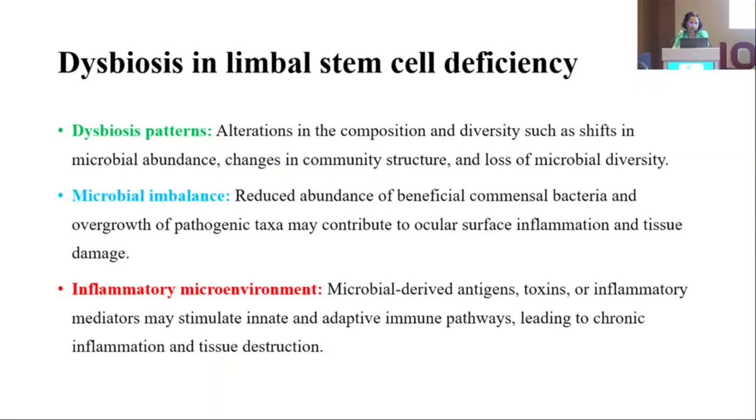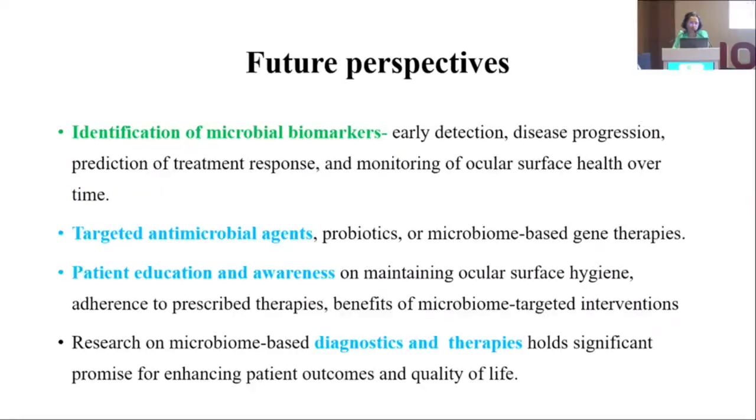Because of the microbial imbalance thus created, there is a reduced abundance of beneficial commensal bacteria and an increase in the pathogenic taxa, which may contribute to the ocular surface inflammation seen in limbal stem cell deficiency. So the future holds promise for this, because you may have some microbial biomarkers to detect and to treat, with microbiome-targeted therapies for limbal stem cell deficiency. It may help in patient education and awareness on how the disease is progressing or what therapies are having an effect on the microbiome. Research on microbiome-based diagnostics and therapies holds significant promise for enhancing patient outcomes and quality of life. Thank you.